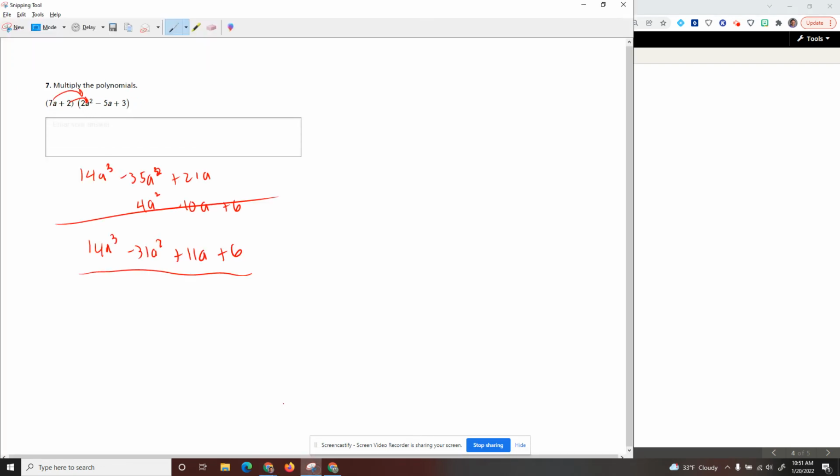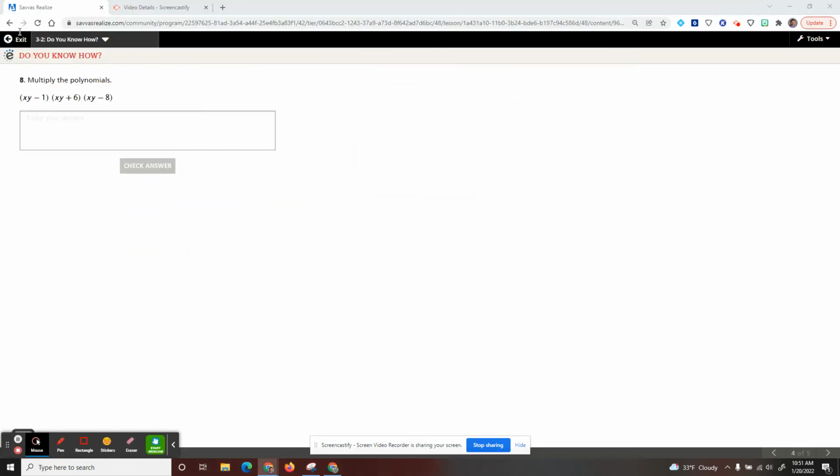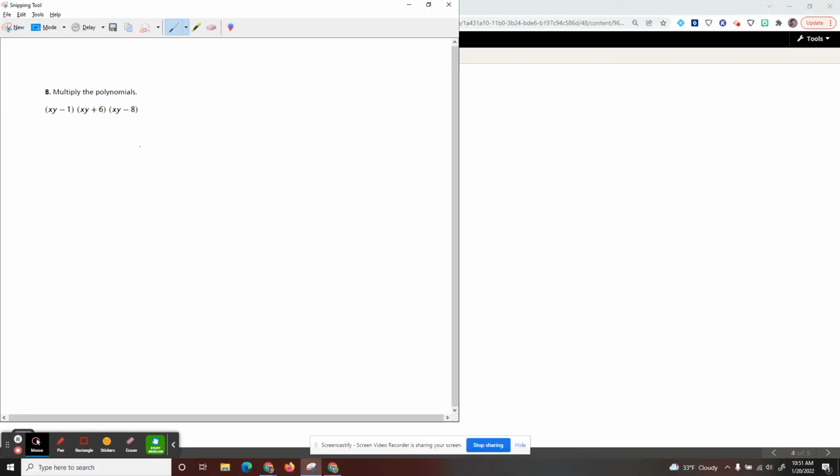Here you're multiplying 3 binomials together. There's no trick to this. You just got to pick 2 of them and multiply them together first, and then you'll multiply the third one by the product of the first 2. So I'm just going to take those 2, FOIL them together.